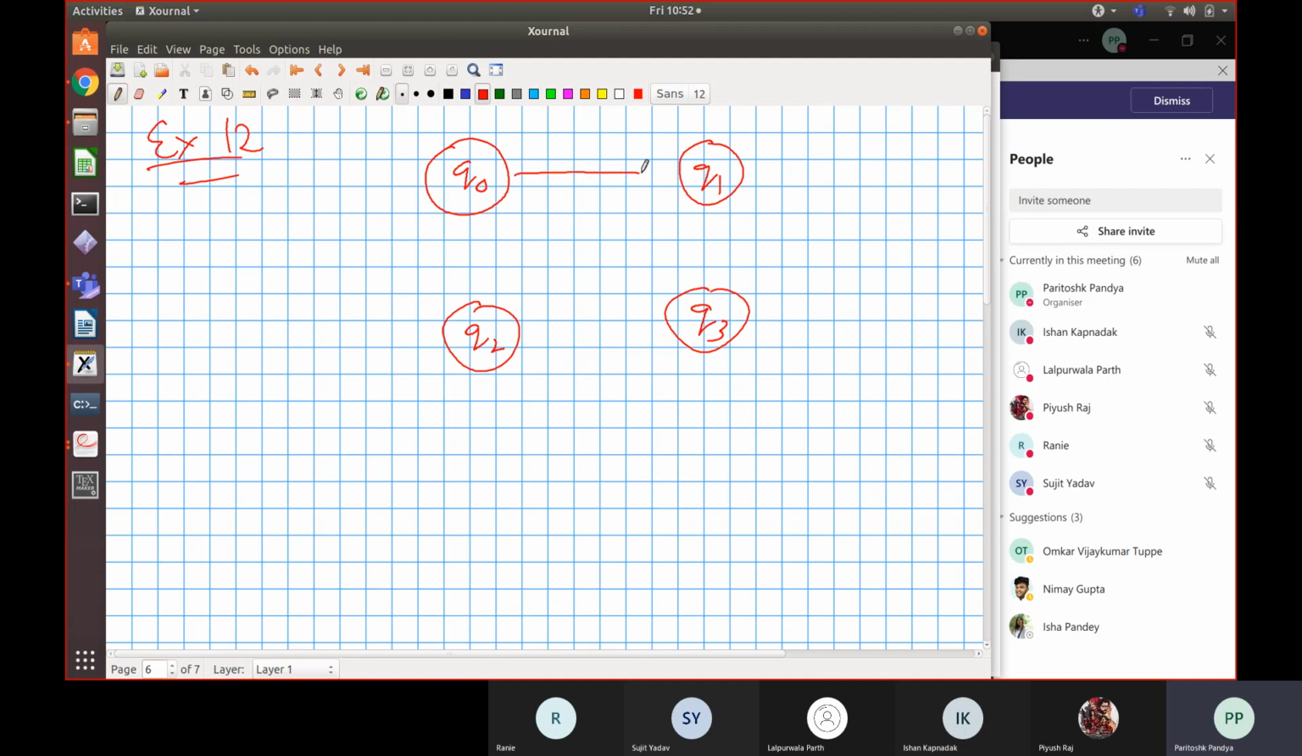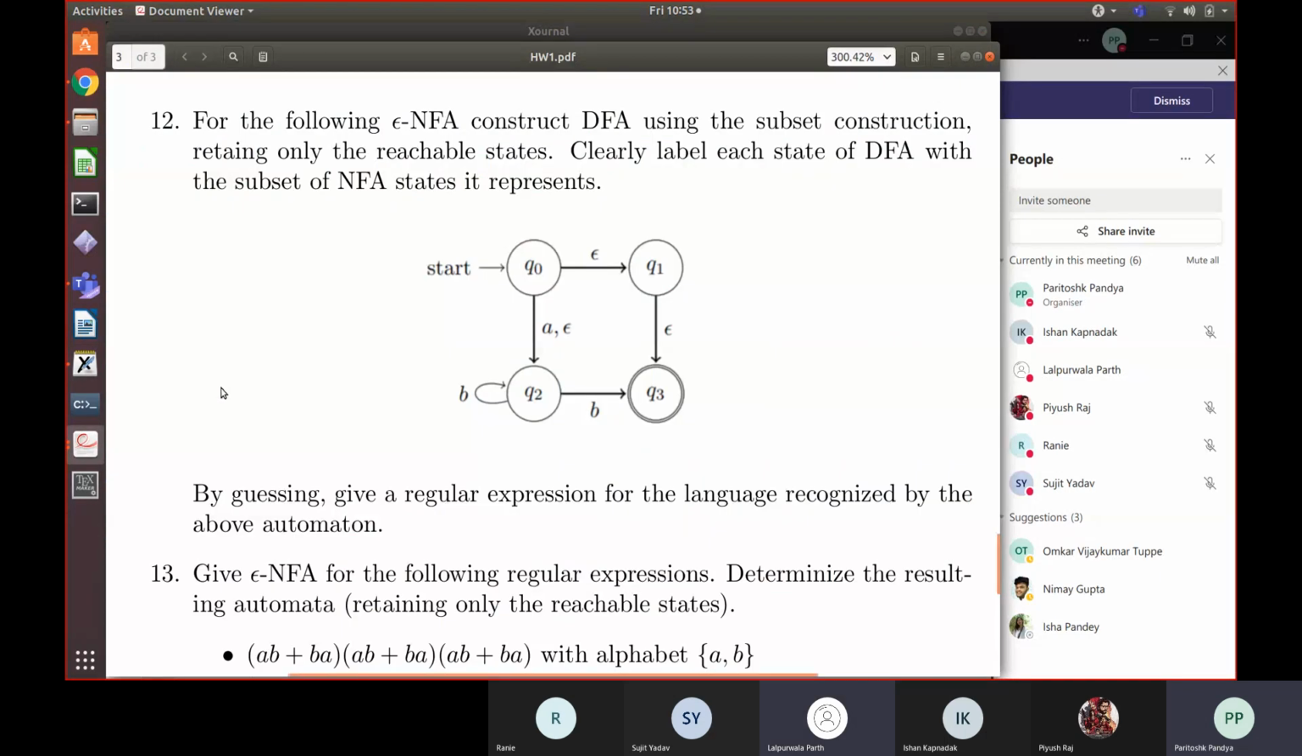And I had a move here, and then there was a self loop, and there was a move here, and there was a move here. I think this was on an epsilon, this was on an epsilon, this was on A and epsilon. This is the initial state, and this was on a B, and this was on a B. And then this Q3 was the final state, I believe. And there was no outgoing transition. Yes, okay. So this is my automaton.